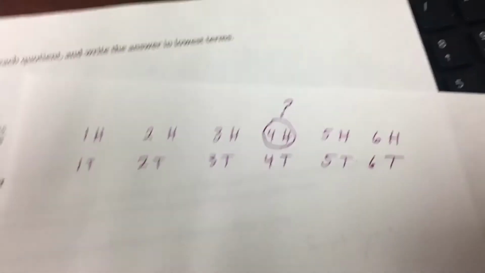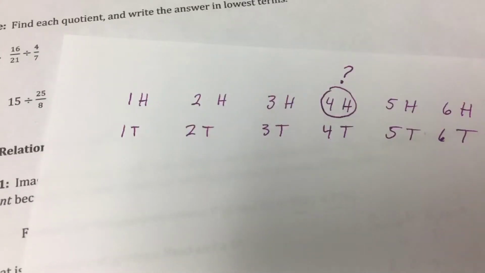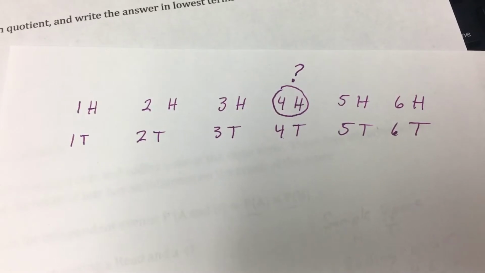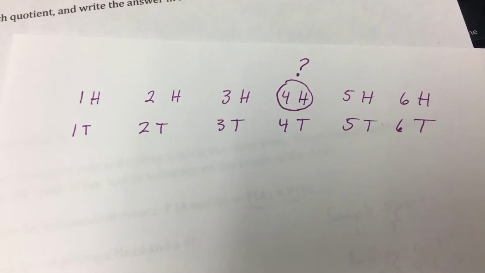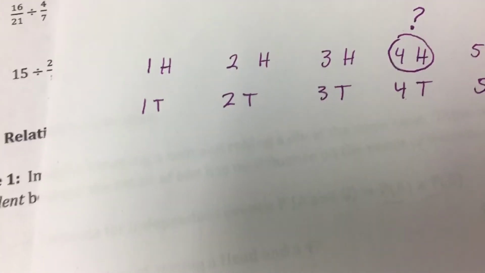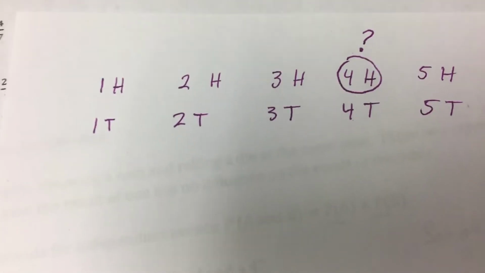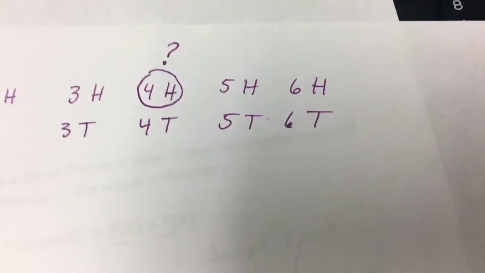So what I did, I went through and I drew out the sample space to help you see what would happen. So if I was rolling the die and flipping a coin, I could roll a 1 and get heads, or 1 and get tails. I could roll a 2 and get heads, 2 and get tails, all the way down to 6.